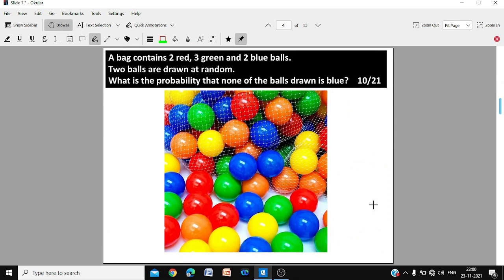A bag contains 2 red, 3 green and 2 blue balls. 2 balls are drawn at random. What is the probability that none of the balls drawn is blue? Now we'll show the answer is going to be 10 by 21. We'll show you how.